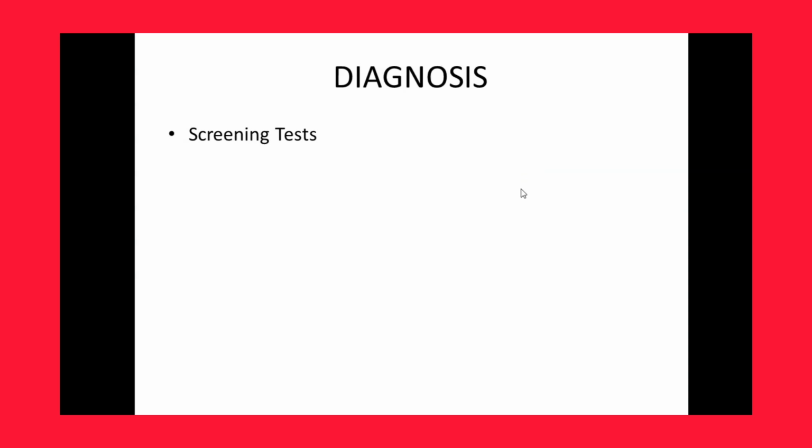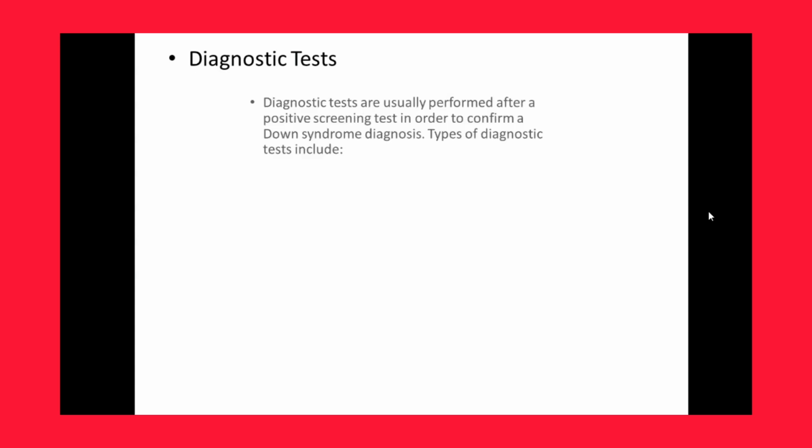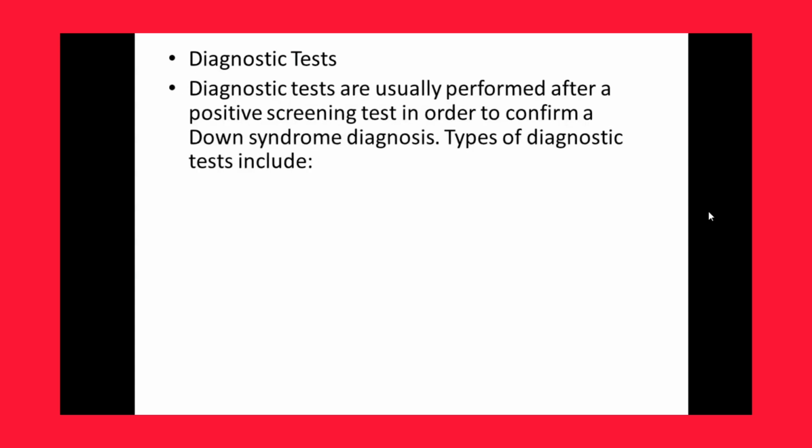The diagnosis has two parts. We have the screening test. The screening test often includes a combination of a blood test, which measures the amount of various substances in the mother's blood, and then an ultrasound scan, which creates a picture of the baby. During an ultrasound scan, one of the things that will be seen around the neck is fluid, indicative of a genetic problem. These tests do not tell you for sure whether your fetus has Down syndrome. It is the diagnostic test that gives 100% diagnosis.